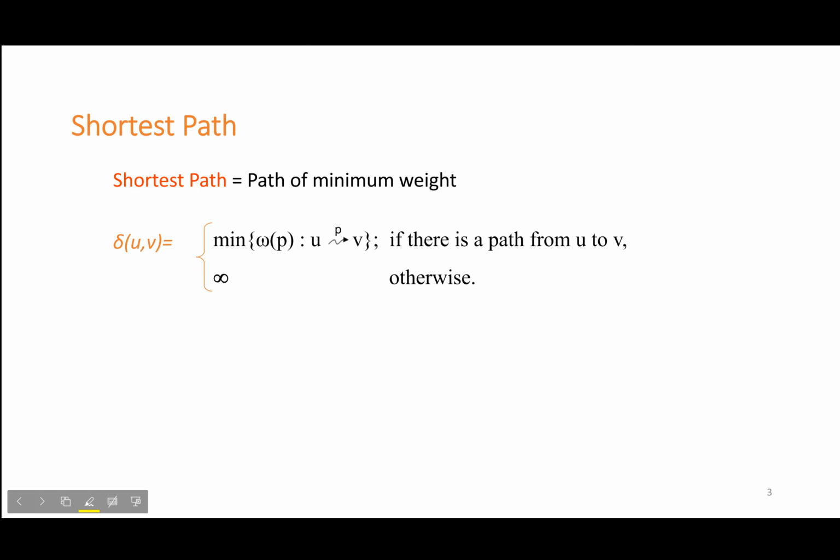A shortest path corresponds to a path which has minimum weight. We use theta to represent that. If there is a path from u to v, then theta is equal to the minimum path weight from u to v. If there is no path, then it is assigned to be infinity.